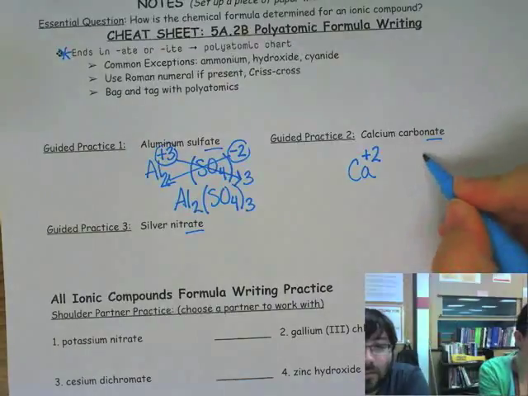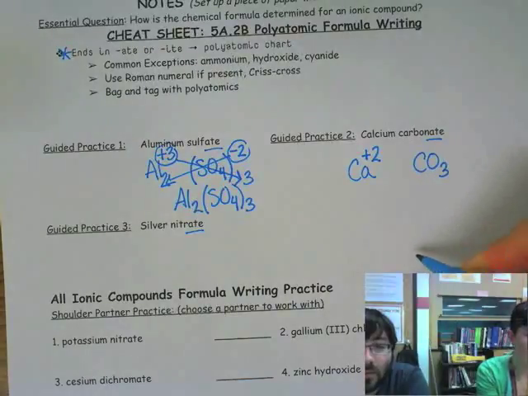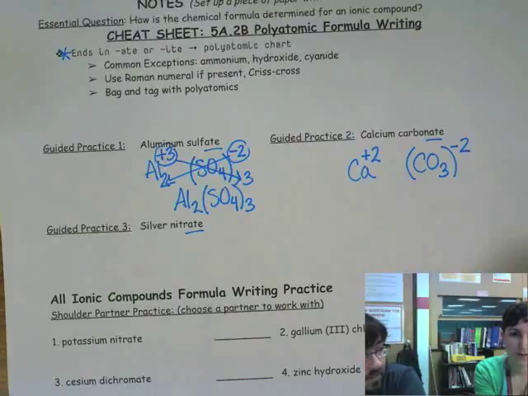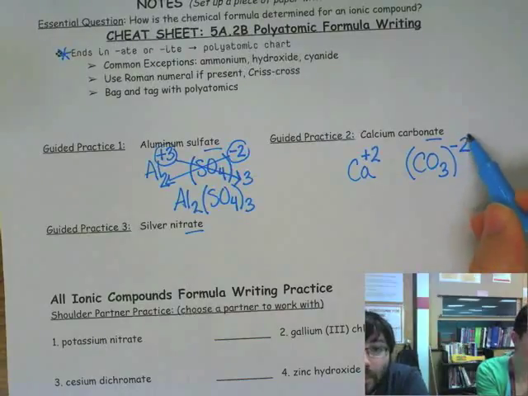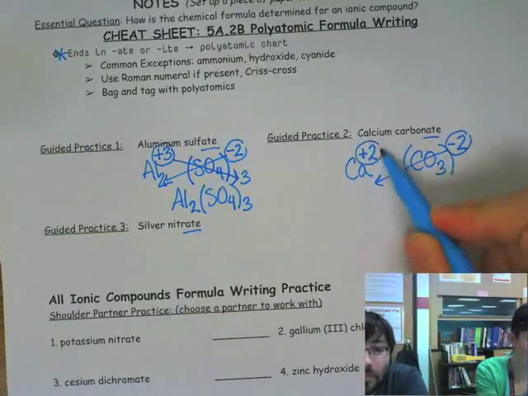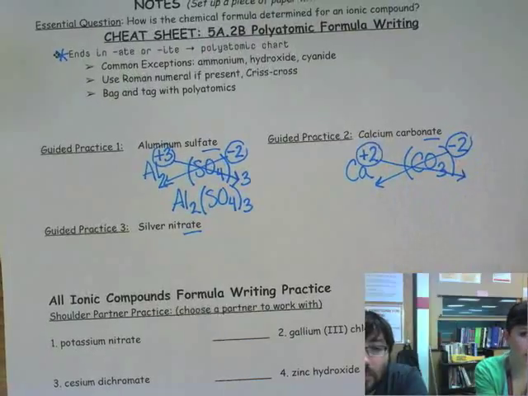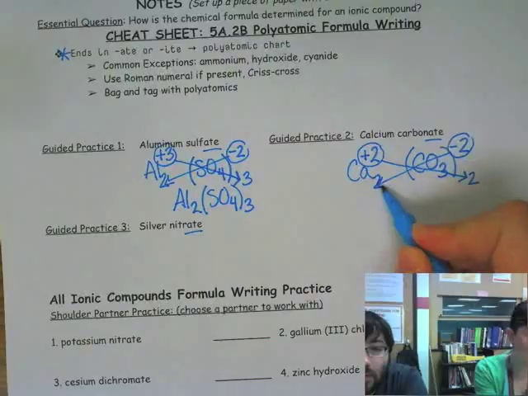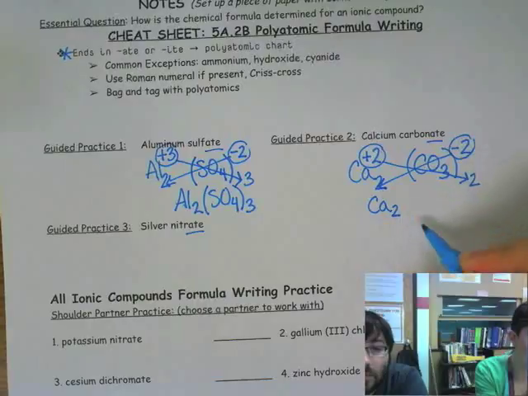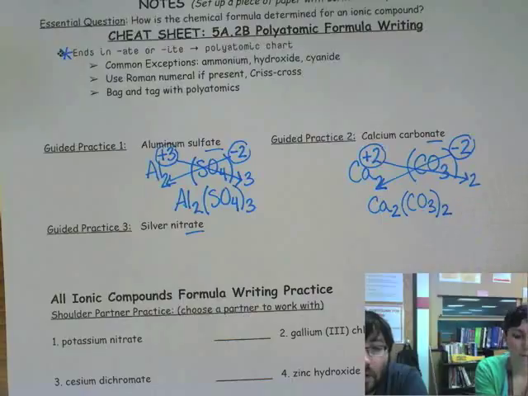Right. So CO3, and the charge is going to go on the outside. It's got a -2 charge right there. So we'll probably have to bag and tag on this one too. We will. Let's crisscross. That's going to go to the outside of the calcium, and that's going to go to the outside of the parentheses. So they both get a 2 subscript. So if I rewrite this, Ca2, CO3, 2. Oh look, they have the same subscript.